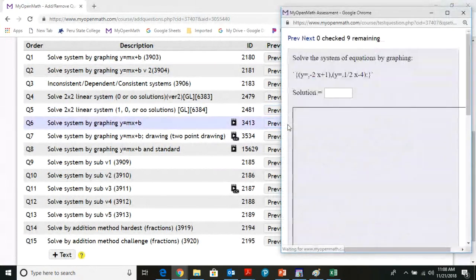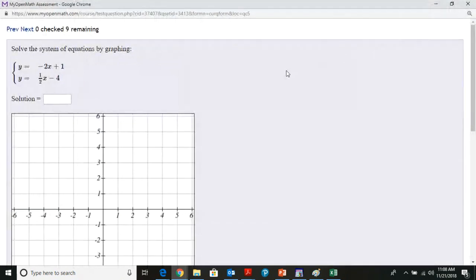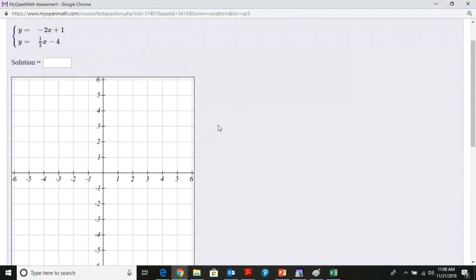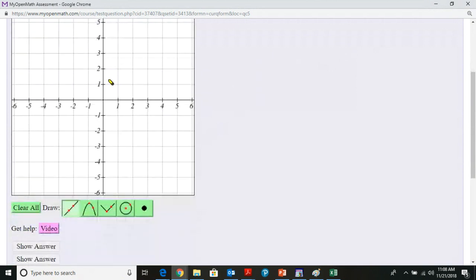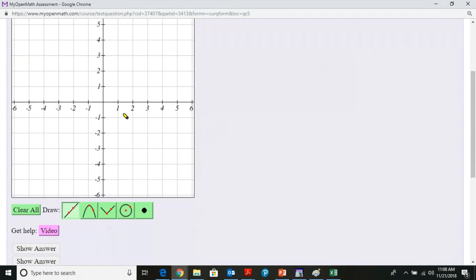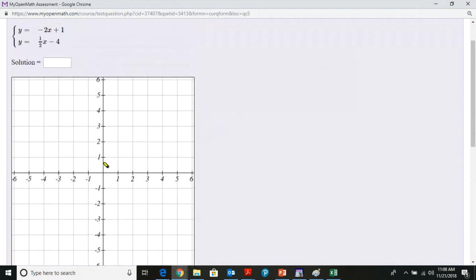All right, so this one is another solve by graphing, but we're actually going to graph it, you guys. So we've got our grid here for graphing. For the first one, it says negative 2x plus 1. That means it crosses the y-axis at 1 and has a slope of negative 2. So I'm just going to make sure I've got the line picked, and I'm going to put a point at 1, and then we want to drop 2, run 1. Notice this is decreasing, which it should be because we have a negative slope. So there's the first one.